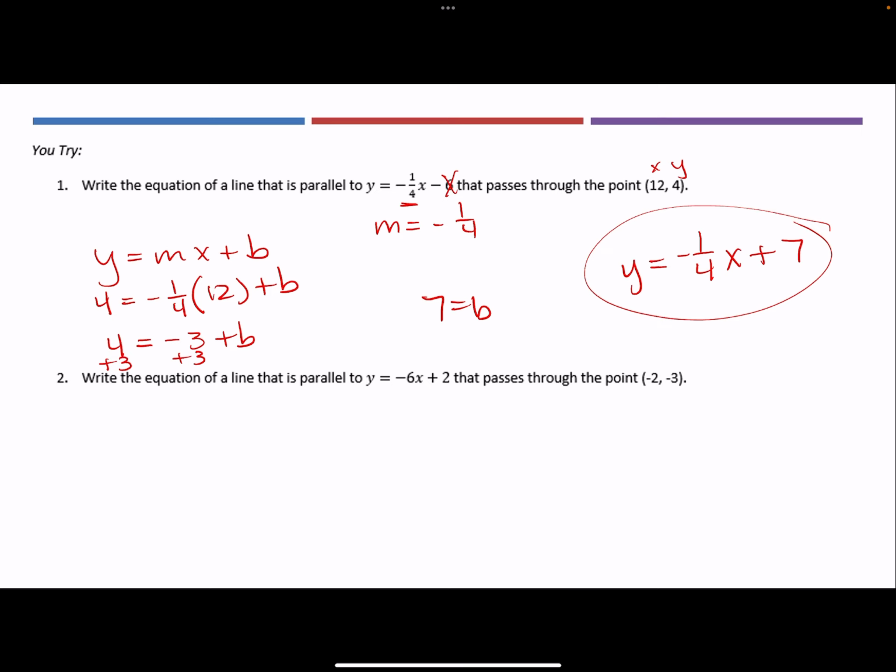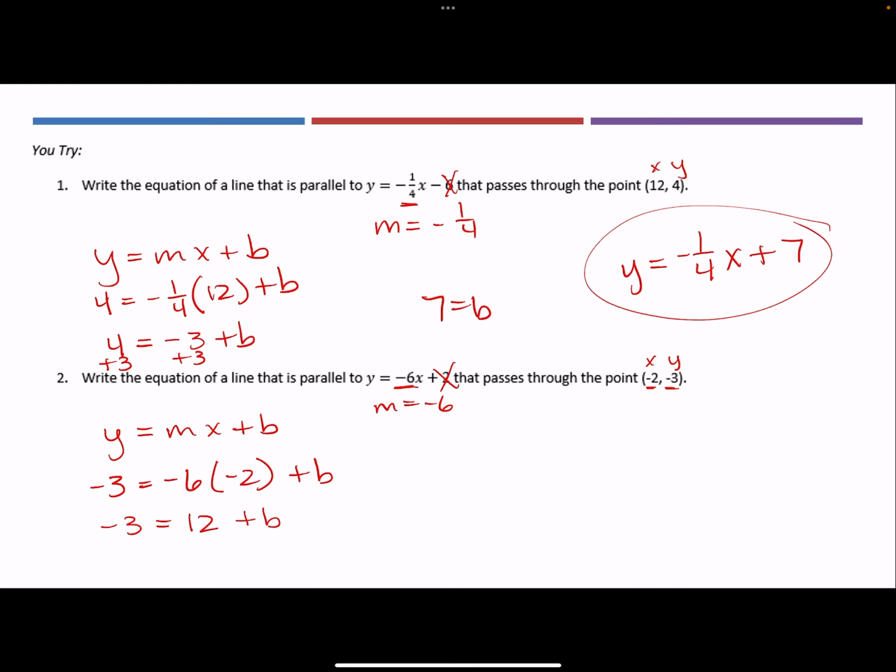Number 2, we need the equation of a line parallel to this. Again, parallel lines have the same slope, different intercept, and this is the x and this is the y. So I'm going to plug in y equals mx plus b. So my y value is negative 3 equals my m, negative 6, my x is negative 2, plus b. So negative 6 times negative 2 is positive 12.